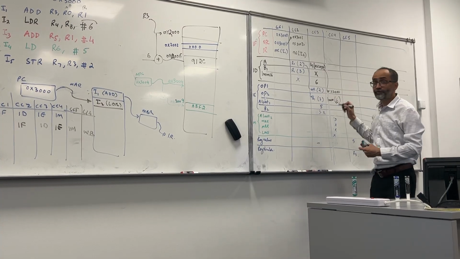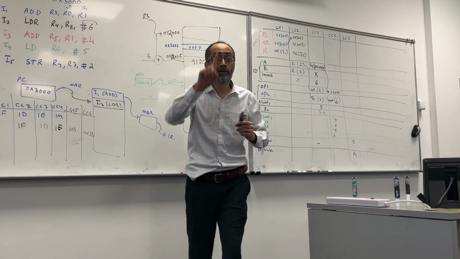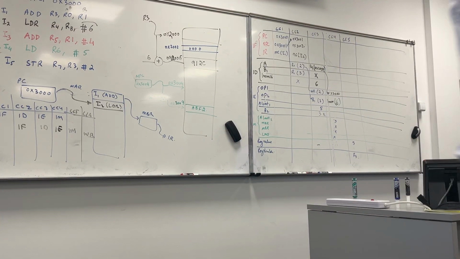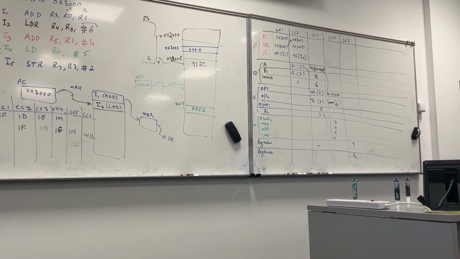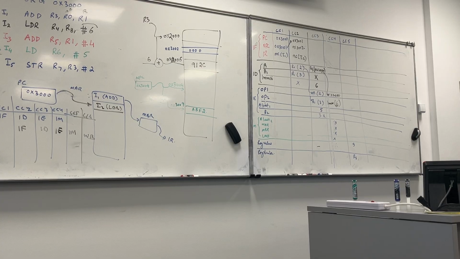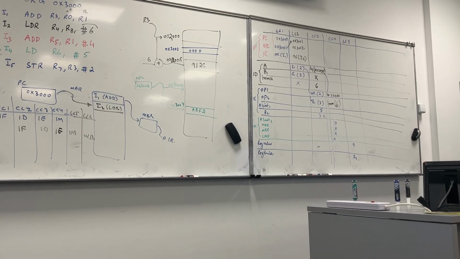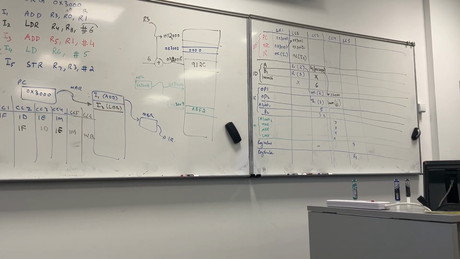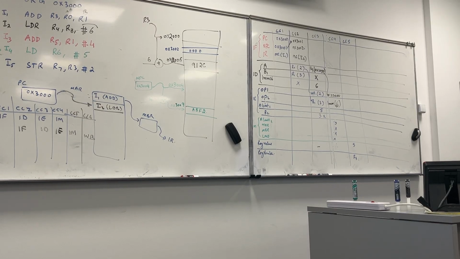Now we are generalizing it. If it is an R-type instruction, RS2 will go to op2. And if it is an I-type instruction, then the immediate will go to op2. What will go to B?